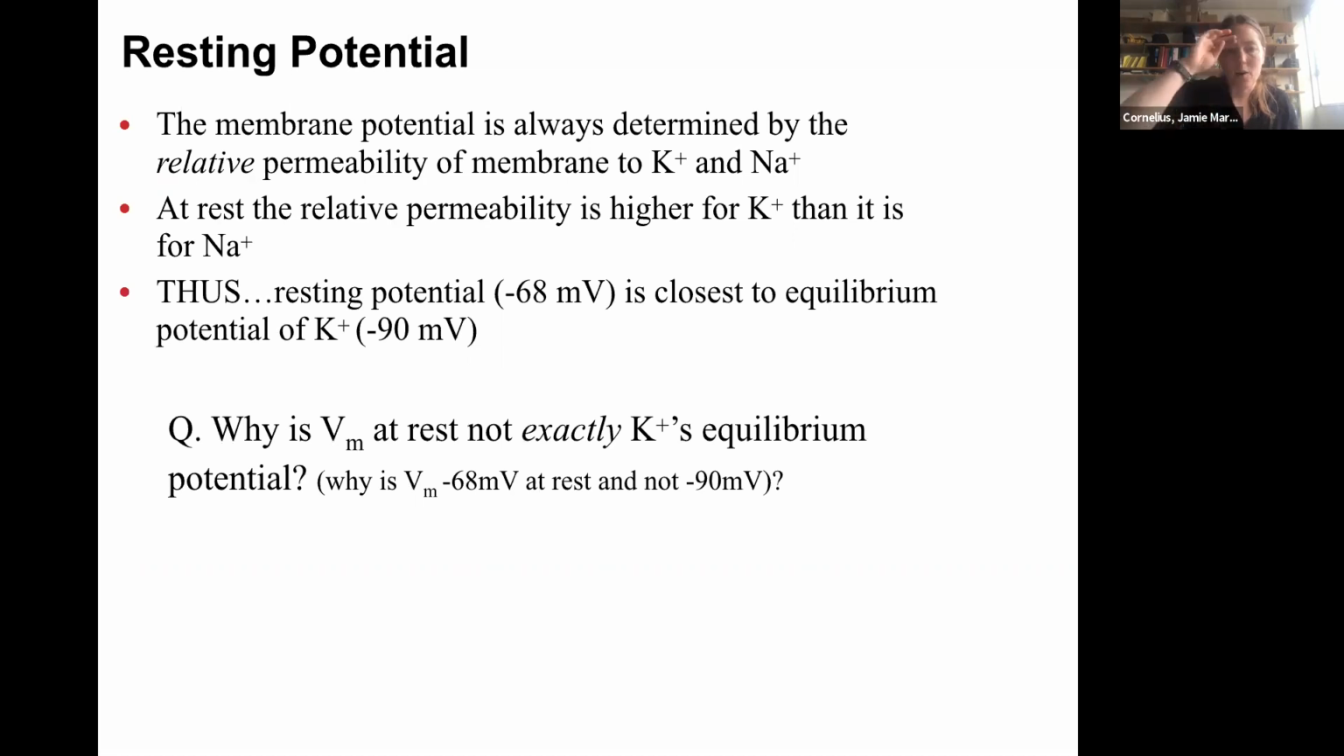So given that, why is the membrane potential at rest not exactly potassium's equilibrium potential? In other words, why is it -68 and not -90? I'll give you a second to think about that.